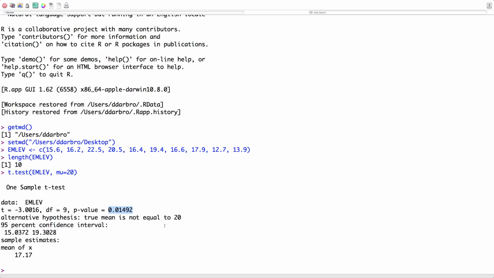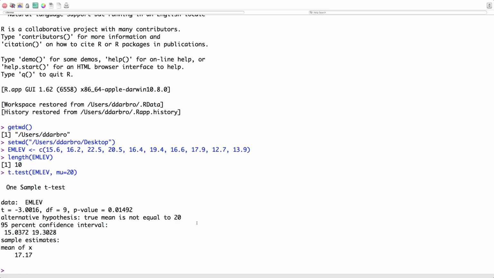So we would conclude that the true mean is not equal to 20. It looks to me from the confidence interval that mu is somewhere between 15 and 19.3. So I'm much more comfortable concluding that the mean emission level for all of these cars is somewhere between 15.04 and 19.30.